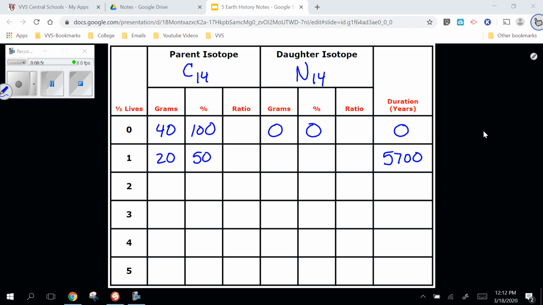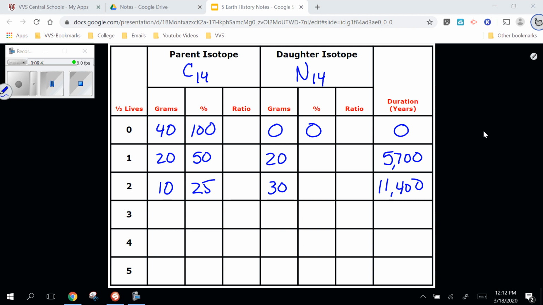That 20 grams gets added to the zero, so we now have 20 grams of nitrogen. Don't worry about the percent for a second; we'll work with that after. Let's stick with the left side for now: 20 grams, 50%. Now one more half-life. We're on two half-lives, which is 11,400 years. Now we're down to 10 grams of carbon-14, which represents 25%. Those 10 get added over here, and now we have 30 grams of nitrogen.